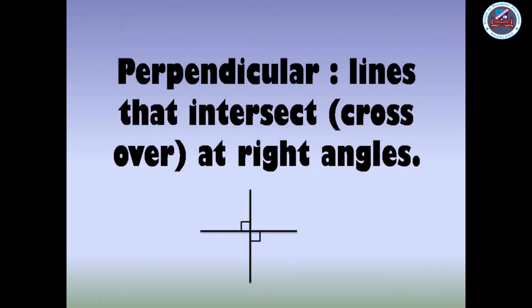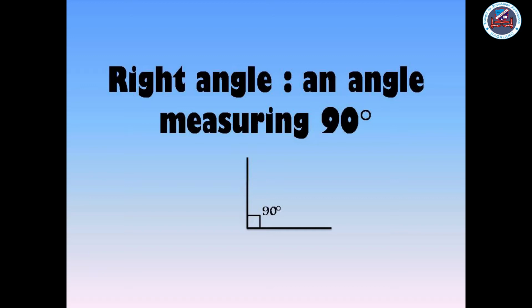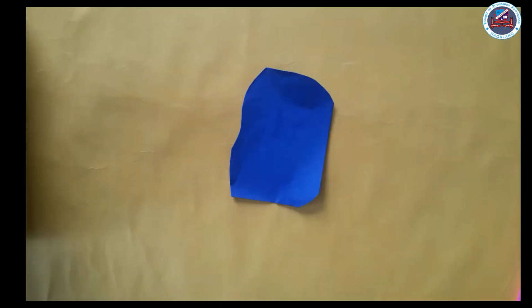Perpendicular. Lines that intersect or cross over at right angles are known as perpendicular lines. Now, right angles. An angle measuring 90 degrees is known as a right angle. A right angle checker is used to check whether the angle is 90 degrees or not.